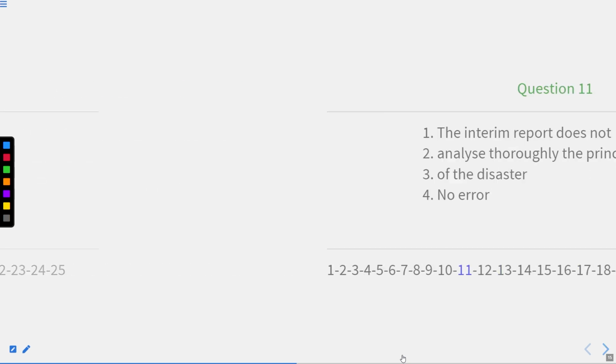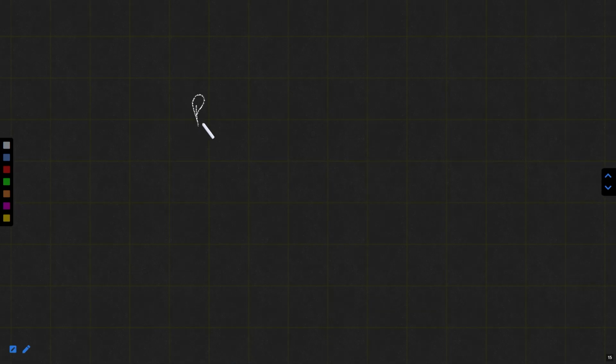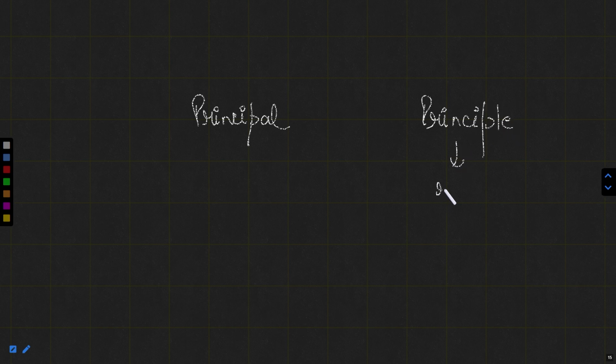Now let us move to the next question. The interim report does not analyze thoroughly the principal causes of the disaster. Now there are two words. One is principal, okay, principal, and another is principle. Now principle means the rules and regulations. Okay, rules. Whereas principal means chief.